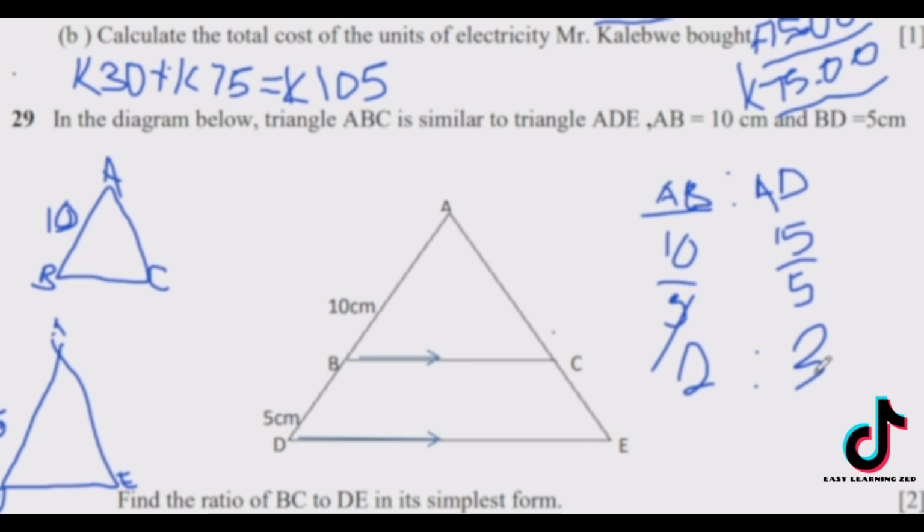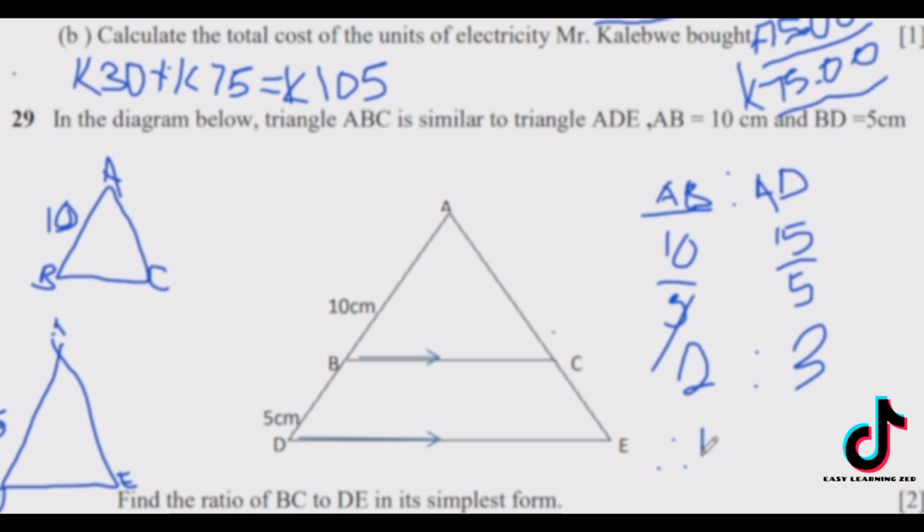Now we come to the fact that is stated in the statement, that these are similar triangles. When triangles are similar, that means corresponding sides are proportional. That means they have the same ratio. So this line BC and this line DE have the same ratio as AB and AD. So this has the ratio of 2 and this has the ratio of 3.